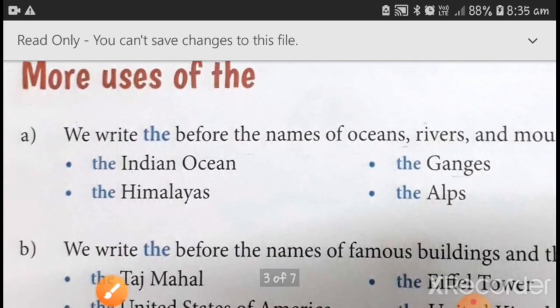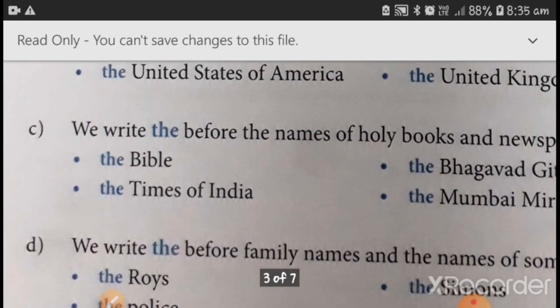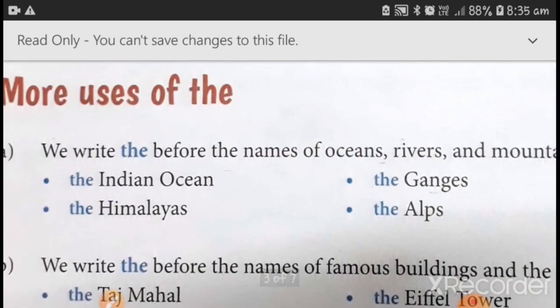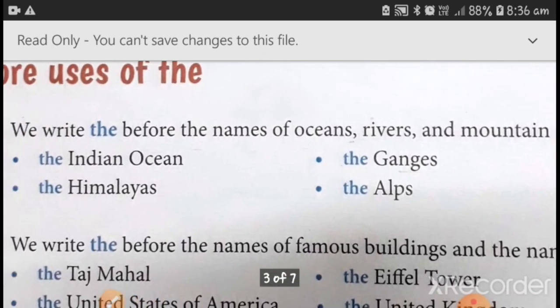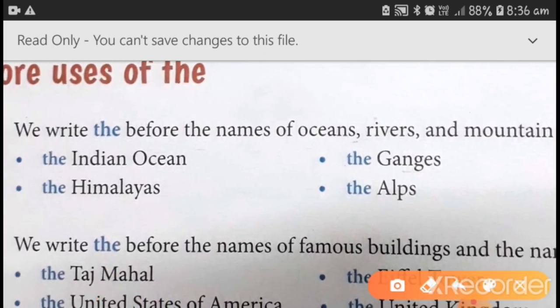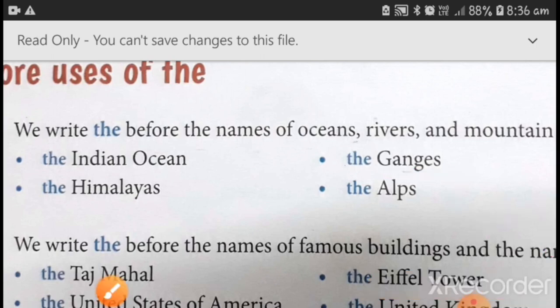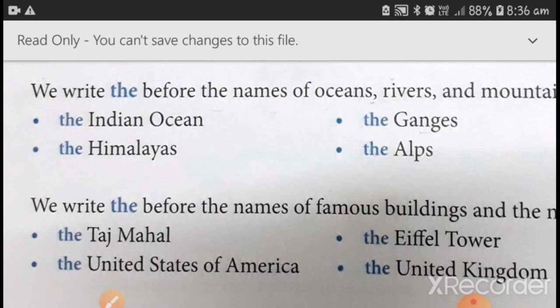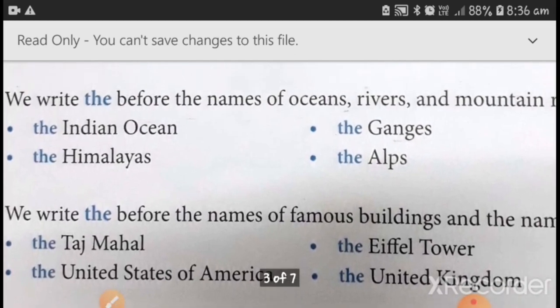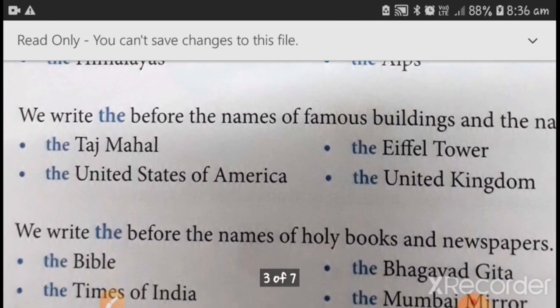Now, more uses of the. These are the different things where we have to use the article. So these are the more uses of the. We write the before the names of oceans, rivers and mountains. This I already told you. Through the animation we have seen this also. I told you this is Ganga. It is pronounced like that, but the spelling is also different. This is a river name. So the Indian Ocean, the Ganga, the Alps, the Himalayas, these are the different rivers, mountains and oceans, and mountain ranges also.